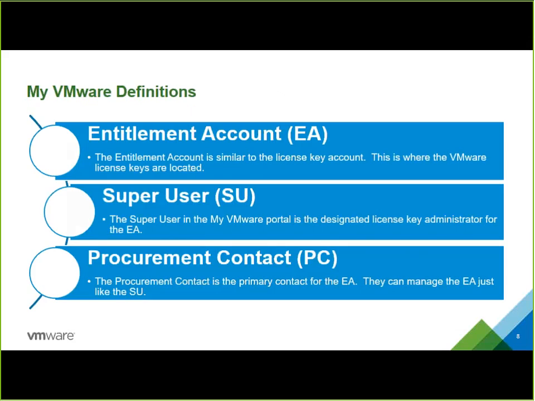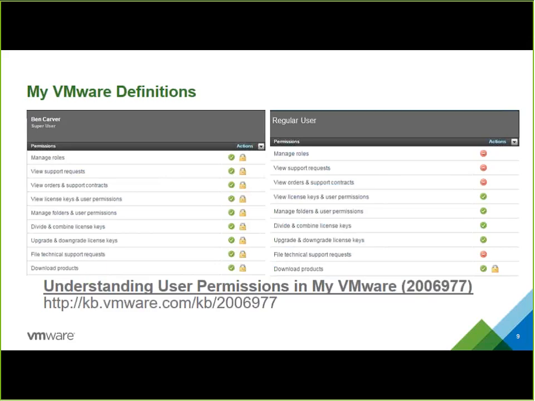So now let's review some definitions that are used in the My VMware Portal. Entitlement account, or EA. The entitlement account is similar to the license key account. This is where the VMware license keys are located. Super user, or SU. The super user in the My VMware Portal is the designated license key administrator for the EA. Procurement contact, or PC. The procurement contact is the primary contact for the EA. They can manage the EA just like the super user.